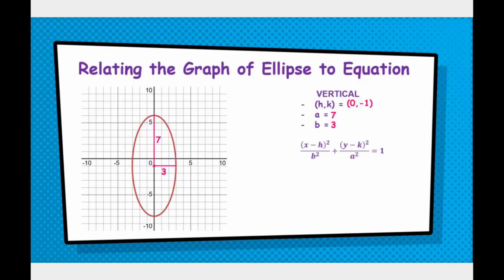Since this is a vertical one, we're going to be bigger with a, or the y is bigger, the denominator of y is bigger. If I substitute all this in and kind of simplify, x minus 0 is just x, and then I square the denominators, and I get the following.